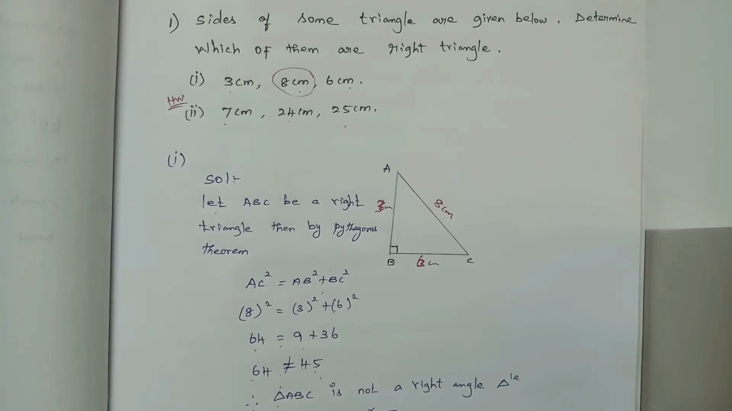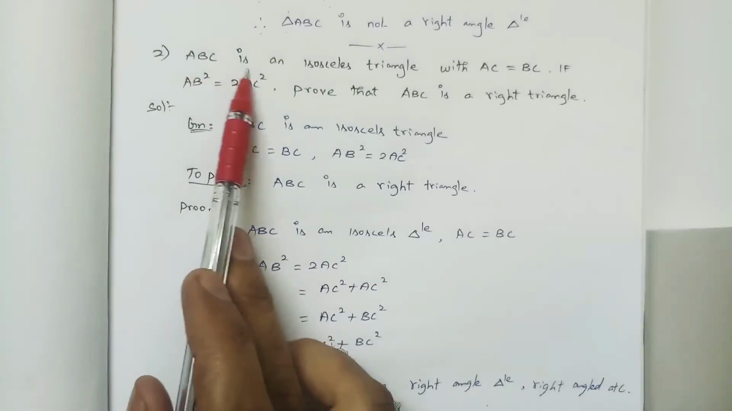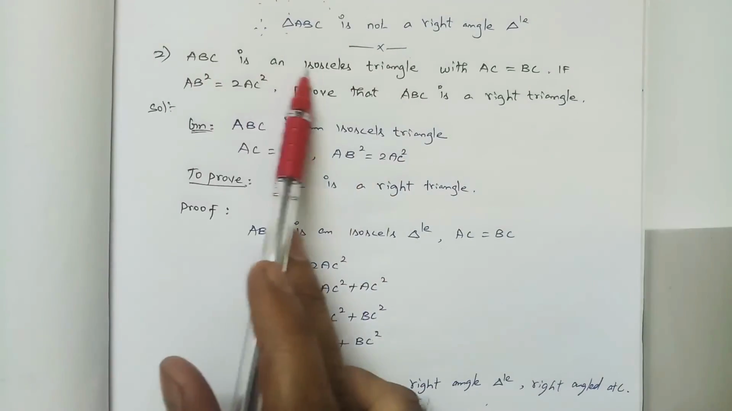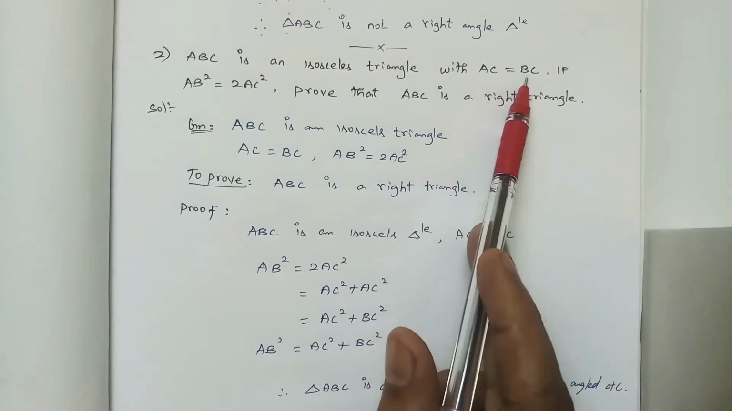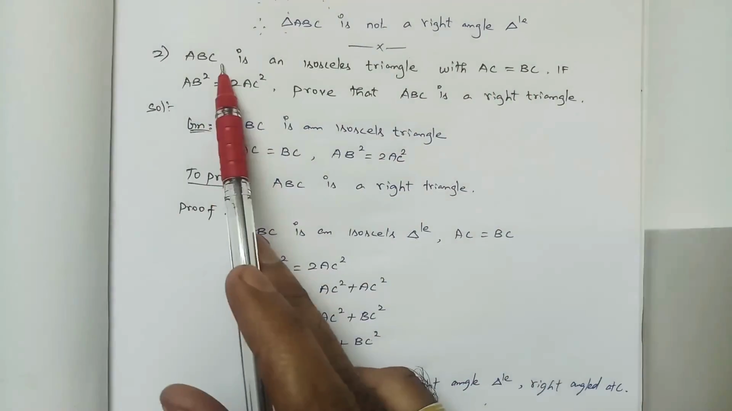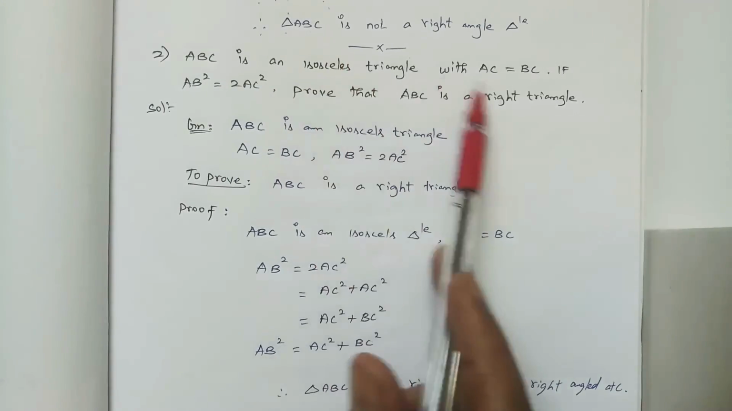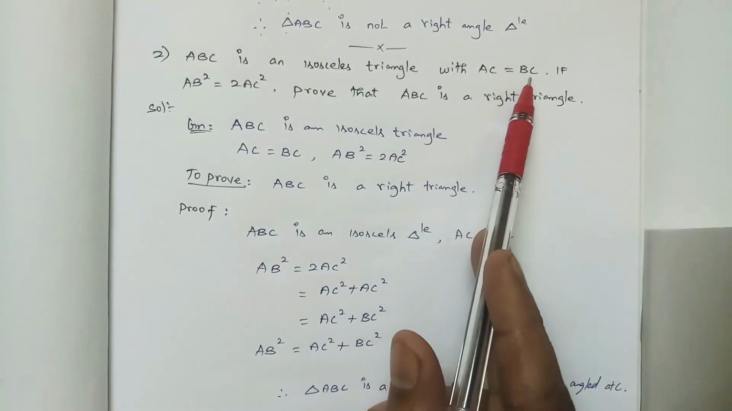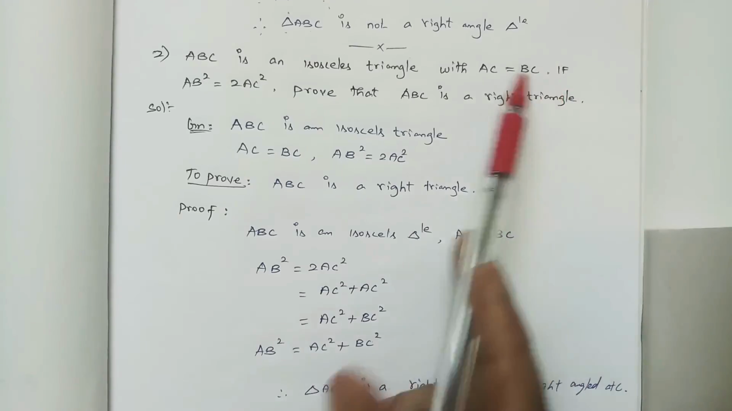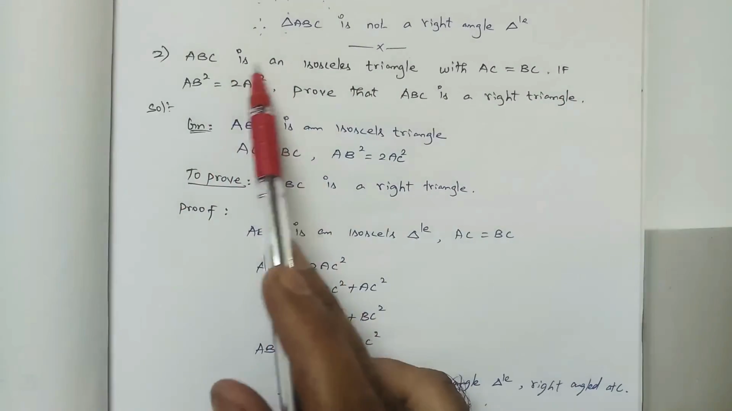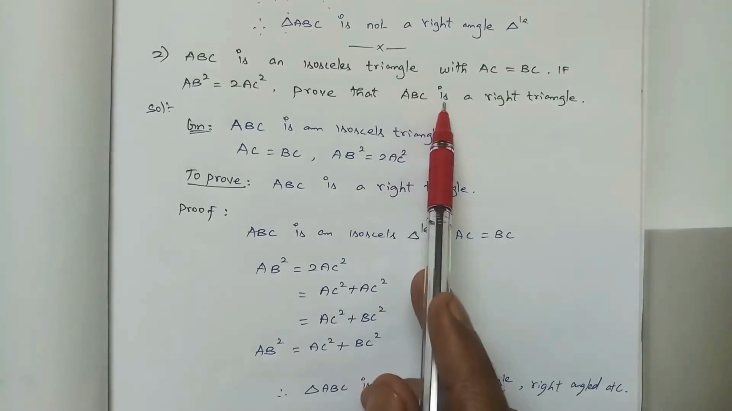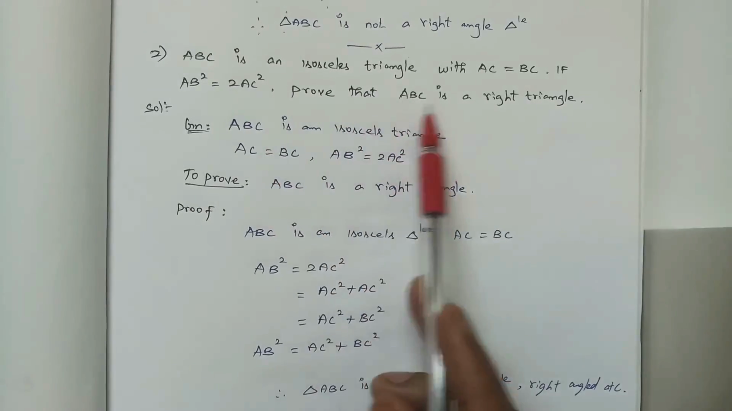Next, sum number 2. ABC is an isosceles triangle with AC equal to BC. This is given. ABC is an isosceles triangle, and the equal sides are AC and BC. And one more thing is given: if AB square is equal to 2AC square, prove that ABC is a right triangle.